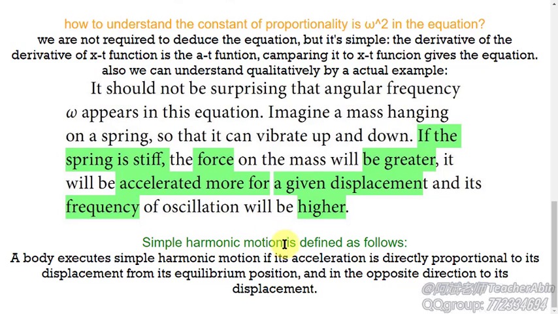Simple harmonic motion is defined as follows. A body executes simple harmonic motion if its acceleration is directly proportional to its displacement from its equilibrium position, and in the opposite direction to its displacement.